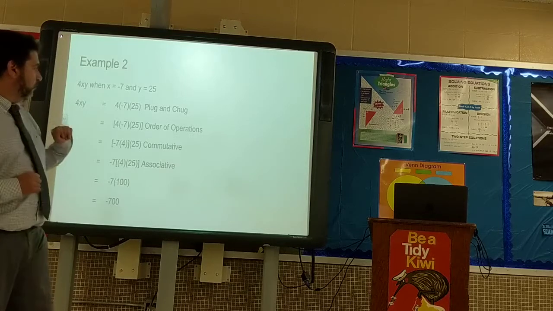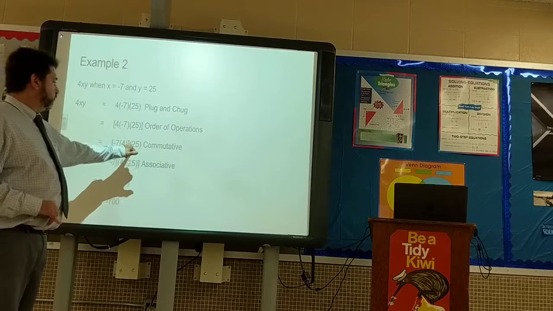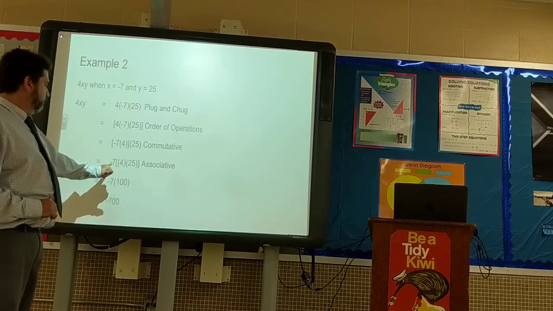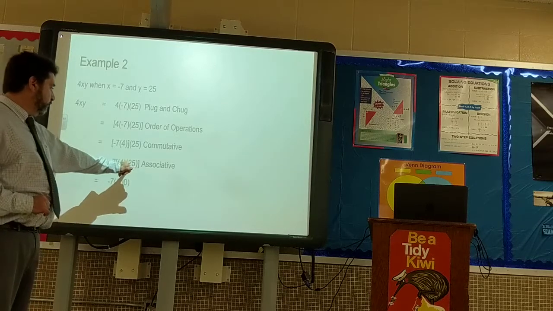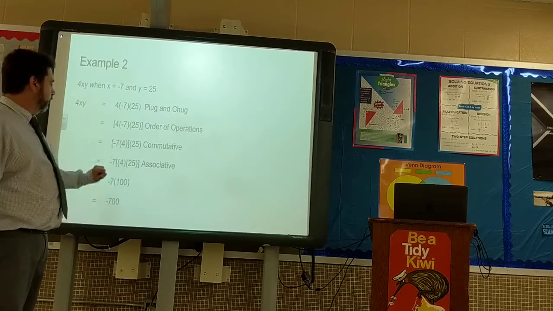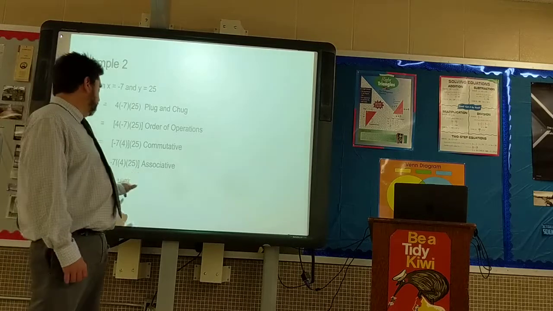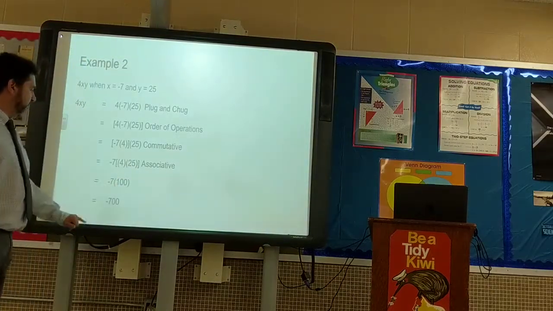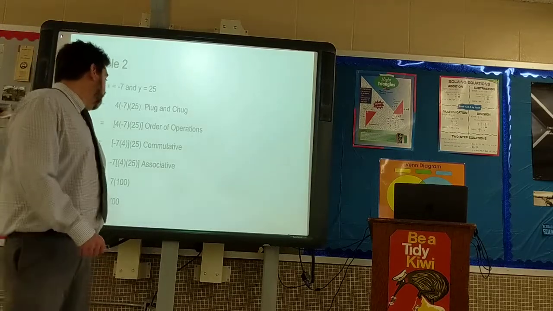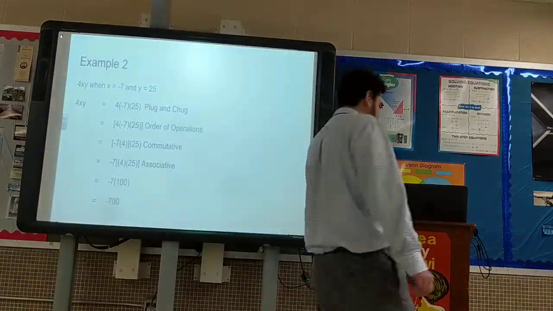You can change it around though. You can use the commutative property, and you can have -7 times 4 times 25. That's going to get you the same answer as that. With the associative property, you can take that 7 out and do 4 times 25 first, and then multiply that by the 7. It's all going to get you the same answer. 4 times 25 is going to get you 100. You take that 100, you multiply it by -7. You're going to get -700. Remember, a positive times a negative is always going to be a negative.